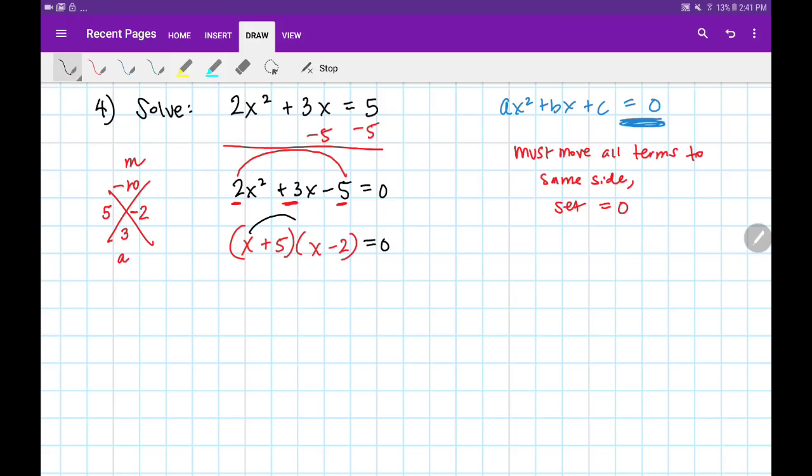Because think about it. X times x gives me x squared. But what do I need in the front? I need 2x squared. So you cannot use the shortcut because of this 2 in the front. Make a note to yourself, no shortcut.